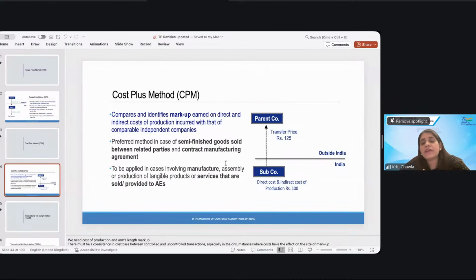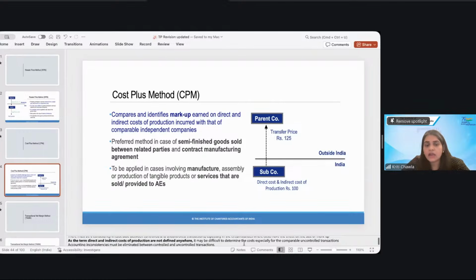So this is a preferred method in case of semi-finished goods which are sold between related parties and contract manufacturing agreements. It is to be applied in all the cases which are involving manufacture, assembly, or production of tangible products or services that are sold or provided to associated enterprises. Now, there must be consistency in the cost base between controlled and uncontrolled transaction, specifically in the circumstances where costs have the effect on the size of markup.